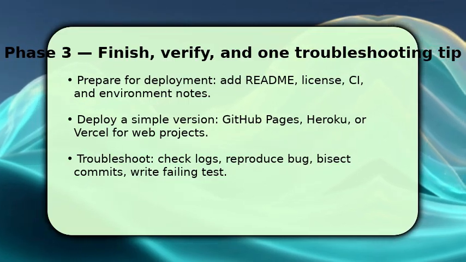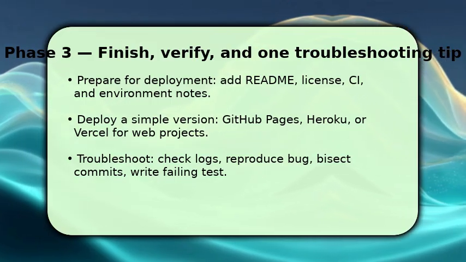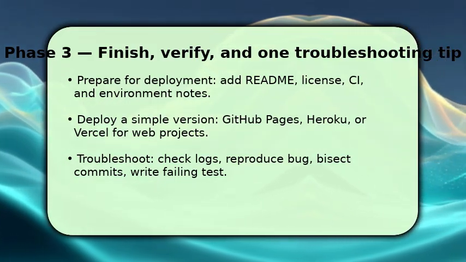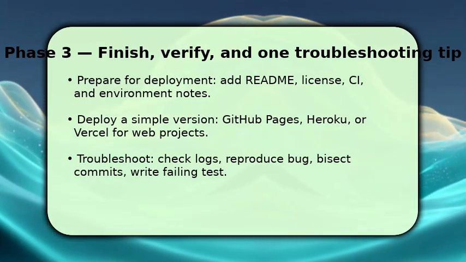Deployment reveals real-world issues. If something breaks, check logs first, try to reproduce the bug, and use step-by-step debugging or a failing test to isolate the change. Make sure to fix the root cause. Then write a test so the problem doesn't come back.